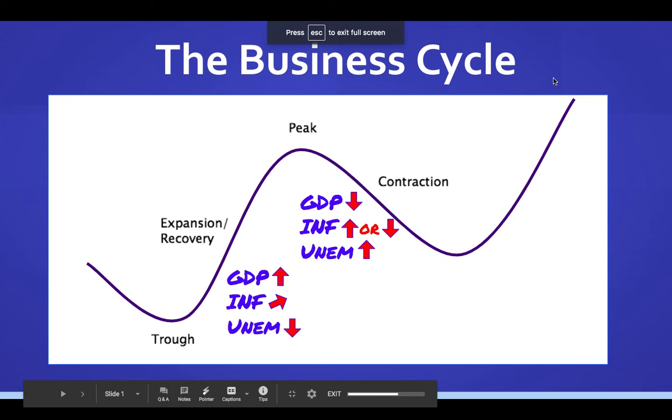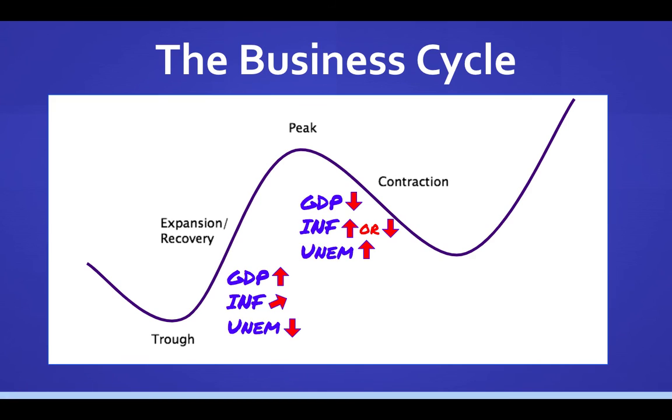Hello, econ students. So, this is what we've covered so far in the business cycle. We've got GDP, inflation, unemployment, and what's happening both during expansion and recovery, as well as during a contraction.